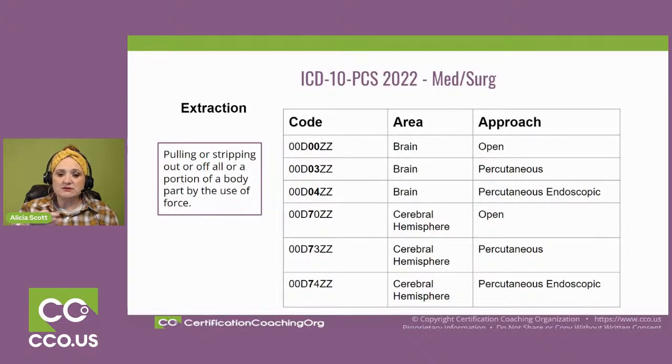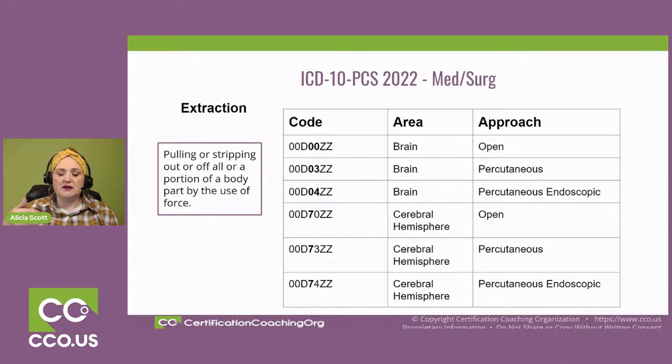That fifth character, 1, 2, 3, 4, fifth. Notice that it's 0, 3, 4 and then it's 0, 3, 4 again, right? Because that is approach: open, percutaneous, and percutaneous endoscopic. Now, the last two characters are Z because they're not applicable. Z is sort of like an X, a placeholder where it's not applicable.